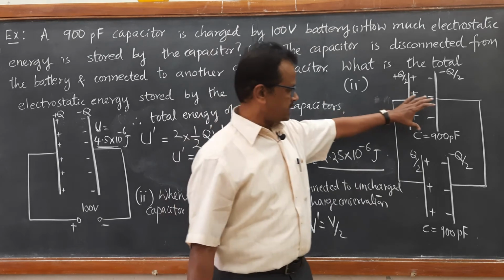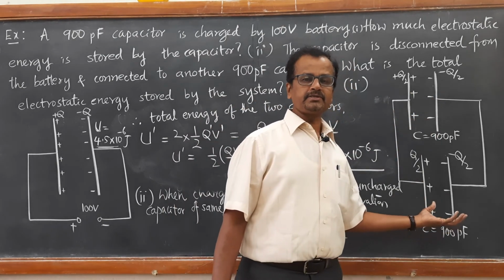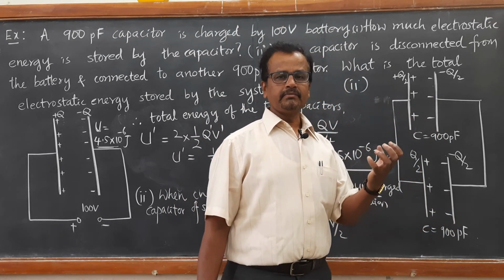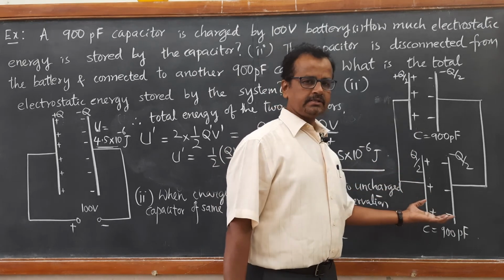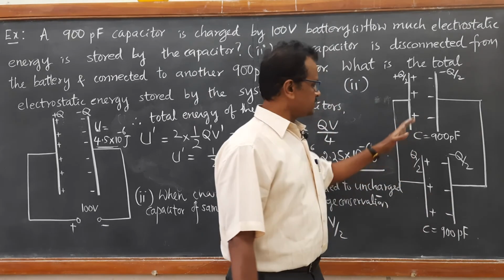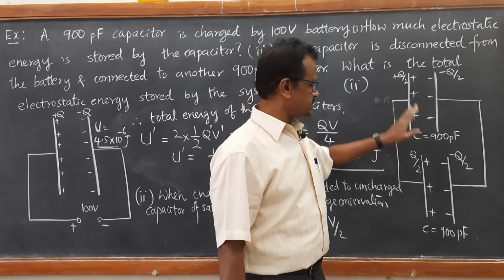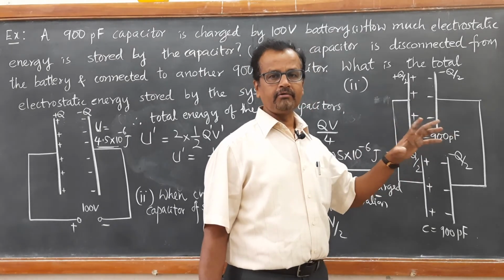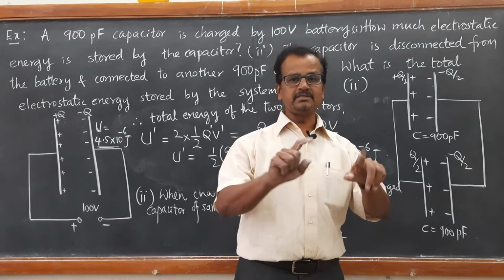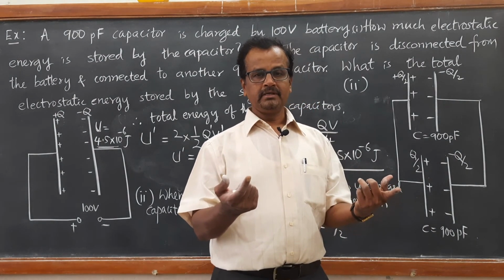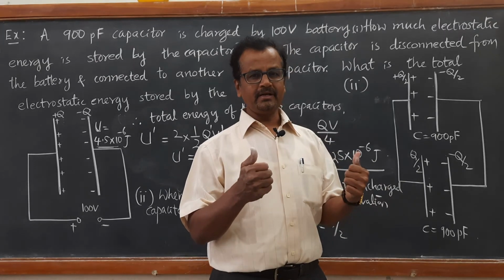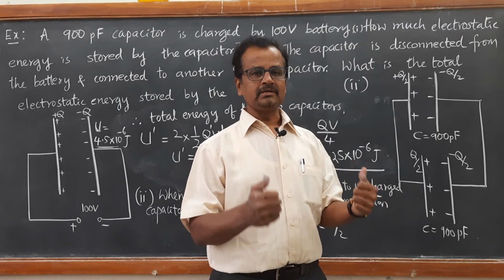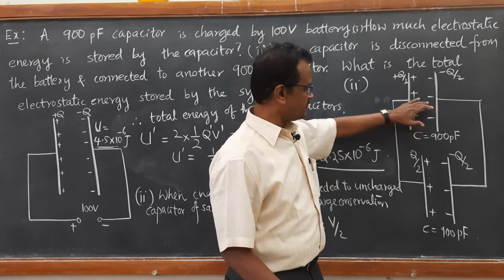When a fully charged capacitor is connected to an uncharged capacitor of identical capacitance value, then by charge conservation, charge is reduced to exactly half. Potential is also reduced to exactly half, and the total energy of the system is reduced to half. Where is that missing energy? The energy is lost in the form of heat.